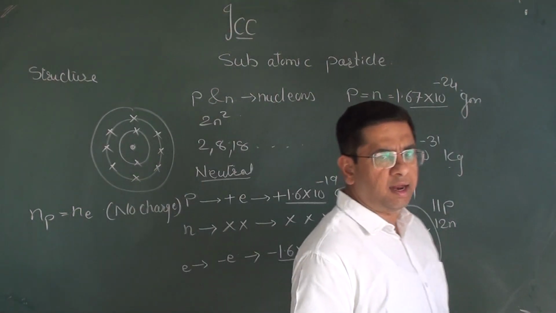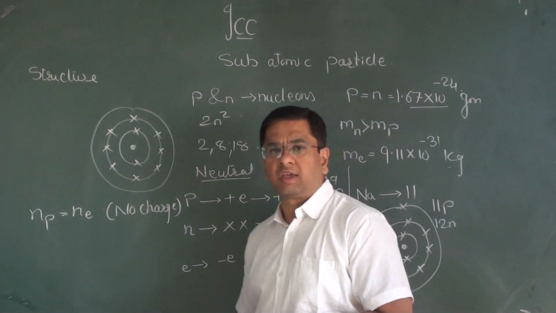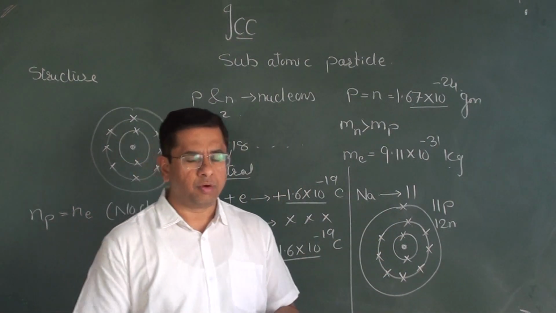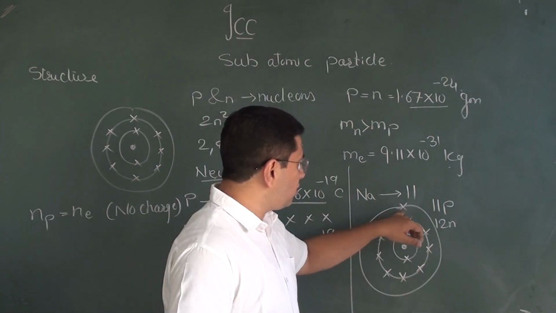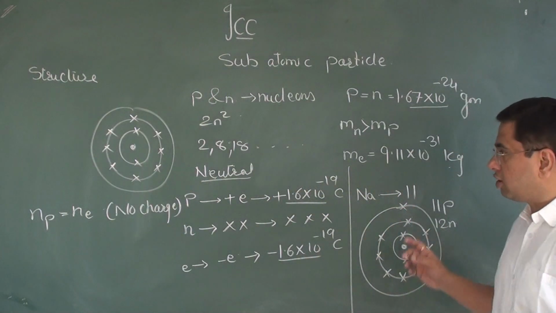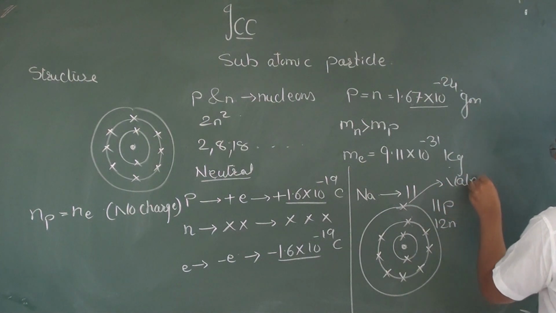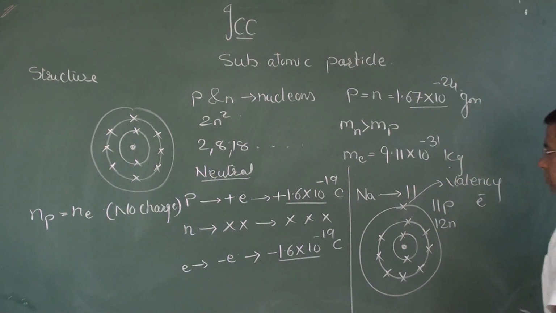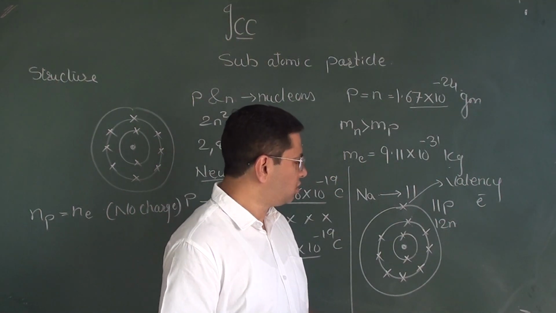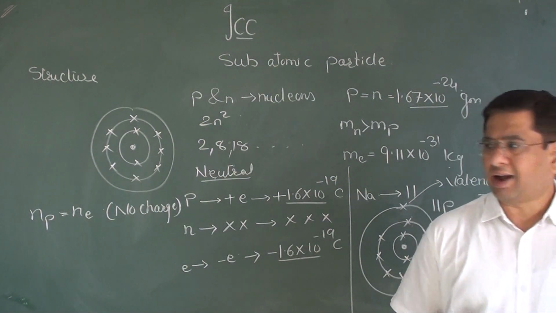This electron in the last orbit is the one which will actually take part in the majority of chemical reactions. This last orbit electron, in case of possibly all the atoms, will be taking part in the chemical reaction, and this last orbit electron is what we refer to as the valence electron. So once you understand this topic very properly, then you can go ahead and understand atomic number.